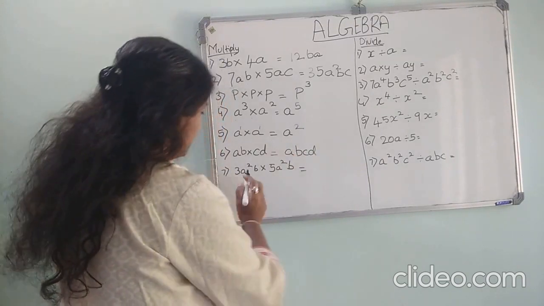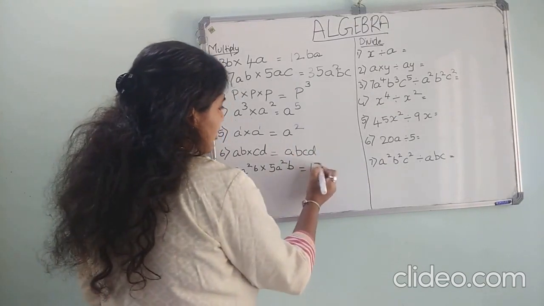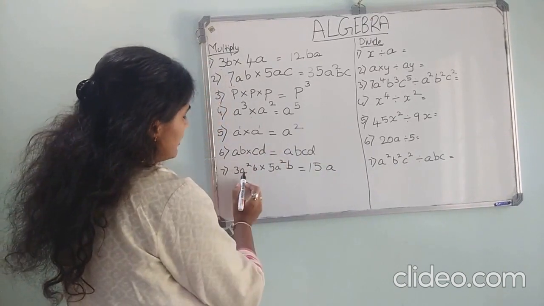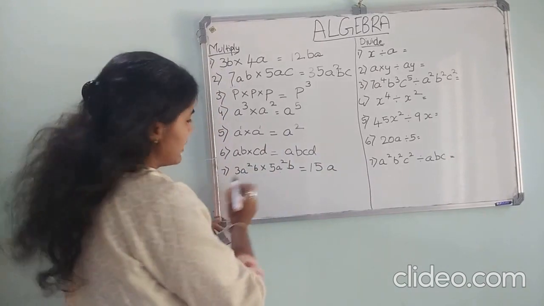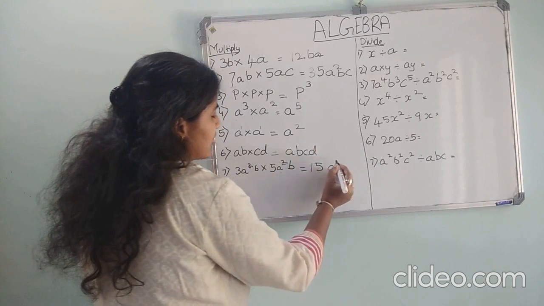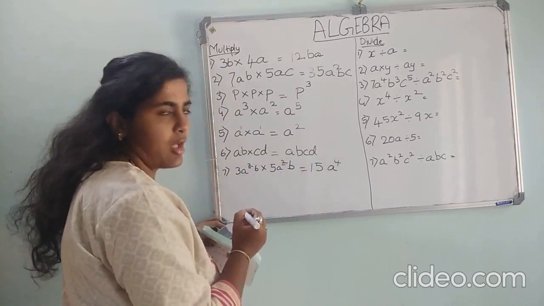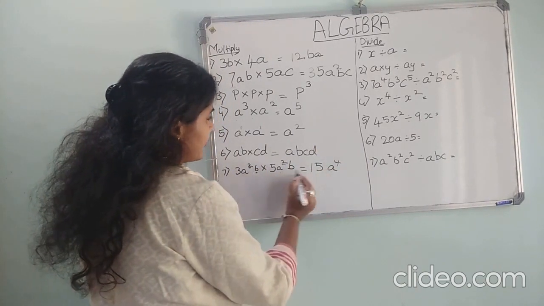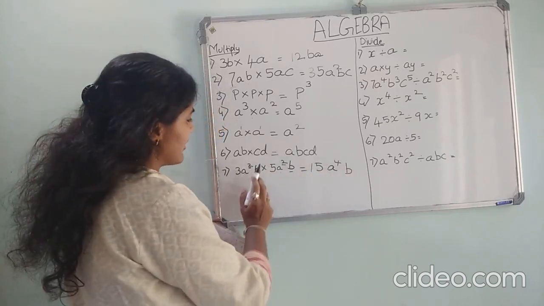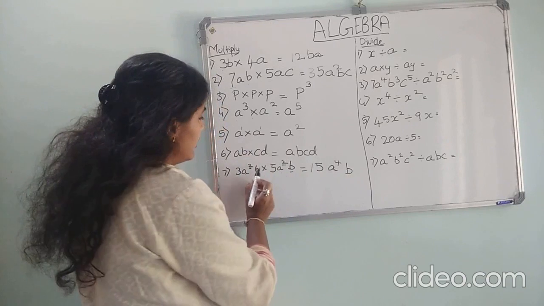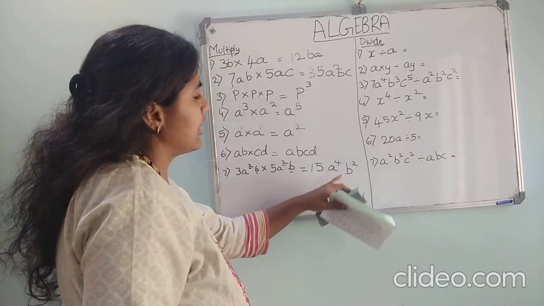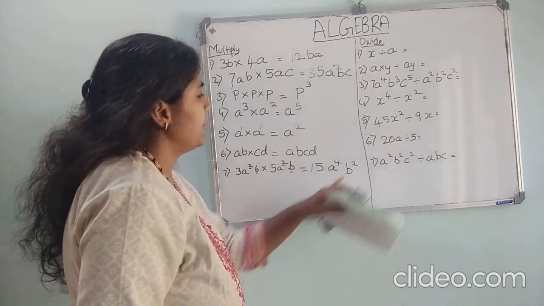Here 3 into 5, I will solve that first, that is 15. Here I will write it as it is. Here also A is there, here also A is there. A square, A square, so powers 2 plus 2 is 4, A to the power of 4. Then B: since there is no power over there, we will consider the power to be 1. So 1 plus 1 is 2. So 15, A to the power of 4 and B square.